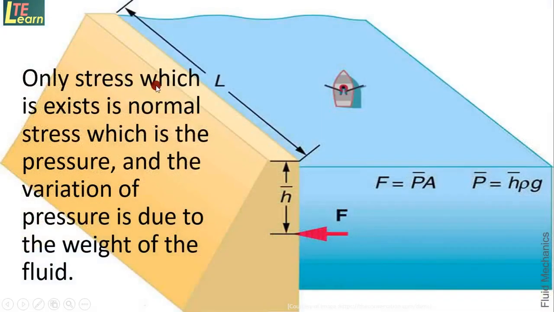In this case, the only stress which exists is normal stress, which is the pressure, and the variation of pressure is due to the weight of the fluid. So here we find this is a wall against which water is stored. This wall is subjected to a force, and the force is equal to pressure into area, because pressure is equal to force upon area.